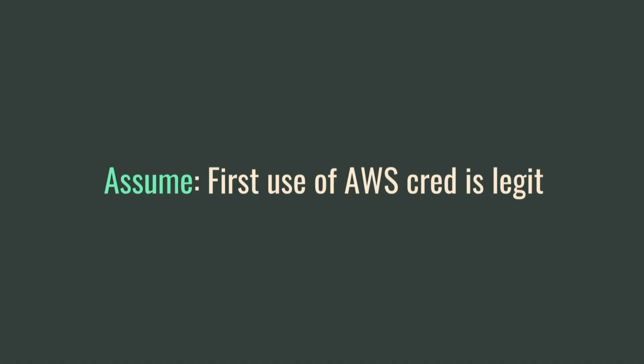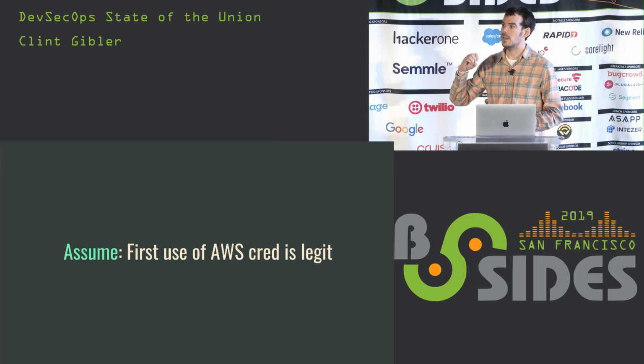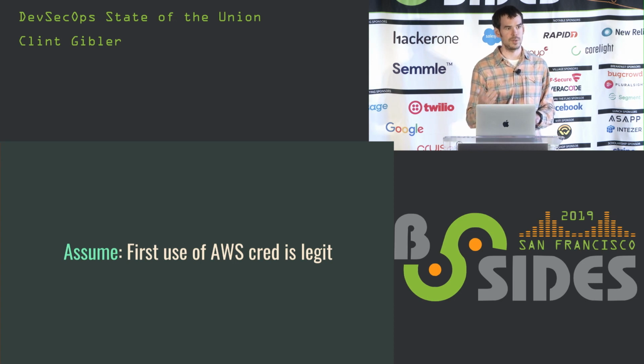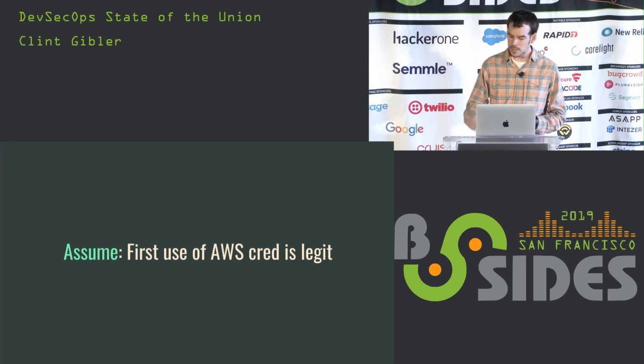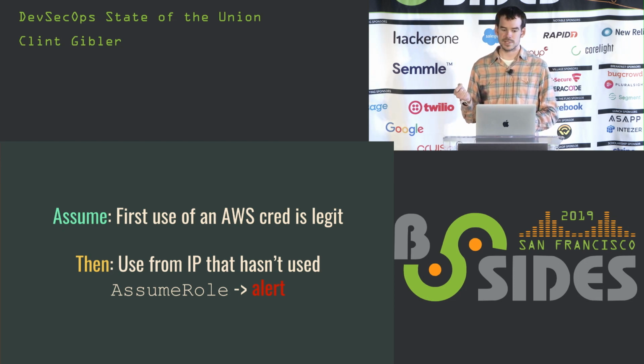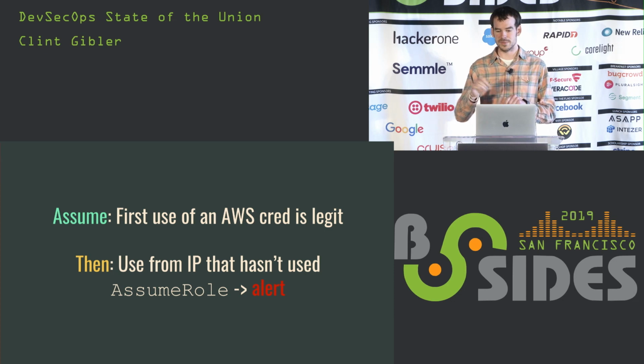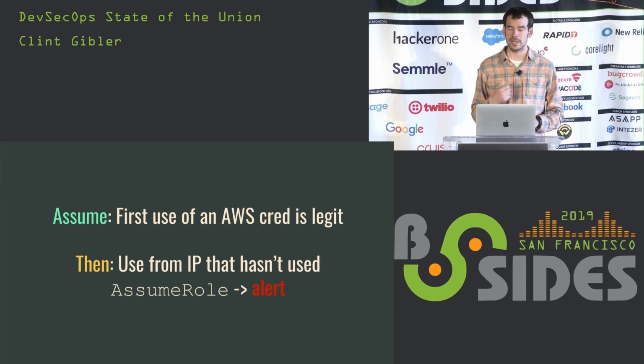This technique works by making a strong assumption at the beginning, which is that the first use of an AWS credential we assume is legitimate. So when we see a new one, we assume that it was done by a service we control, and the first use was not an attacker. If you make this strong assumption, then you can say, if we see the use of an AWS credential from an IP that we haven't seen use this assume role API call, something that we've added to this table that we're iteratively keeping track of, then a credential has been exfiltrated from our environment, and thus we should alert.